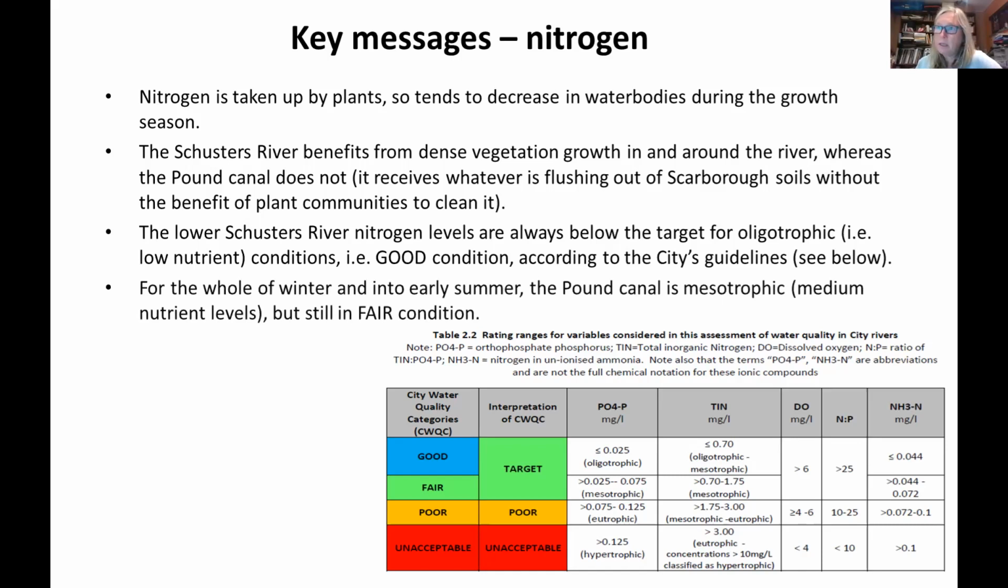The whole of winter and into early summer, though, the Pound Canal is mesotrophic, so that's medium nutrient levels. Maybe not something to be too worried about, but if it carries on increasing, then you're heading into eutrophic and hypertrophic conditions. But the river, or rather the canal, is still seen in terms of nitrogen to be in fair condition. So no big red flags coming from nitrogen there.